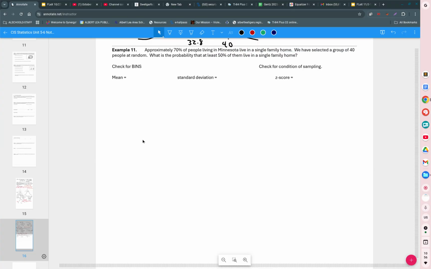You try the last one on your own. 70% of people living in Minnesota live in a single-family home. We've selected a group of 40 people at random. What is the probability that at least 50% of them live in a single-family home?